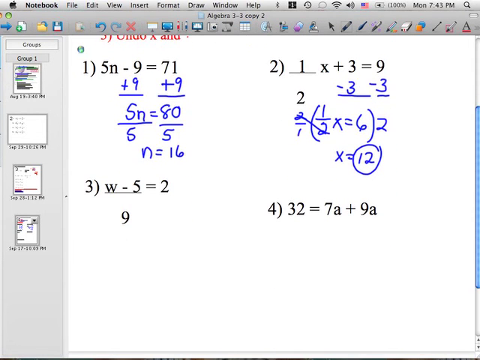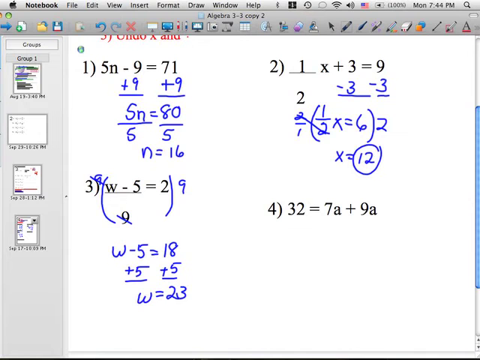Number 3 is a grouping symbol in the sense the division fraction bar is a division bar or grouping symbol. So we're going to multiply both sides by 9 first to get rid of the 9. So we get to the top, and that leaves us w minus 5 equals 18. And now undo subtraction by adding 5. And we get w equals 23. So if I take 23 minus 5, I get 18. 18 divided by 9 is 2. So that is the solution.